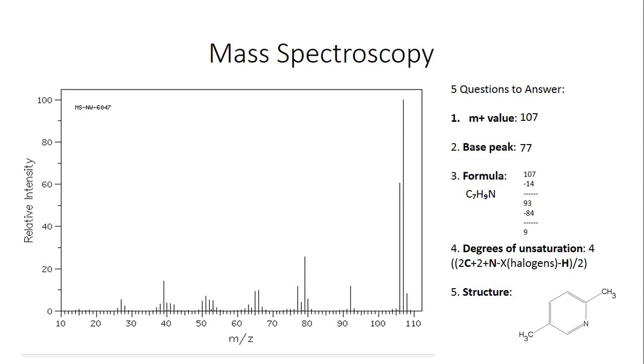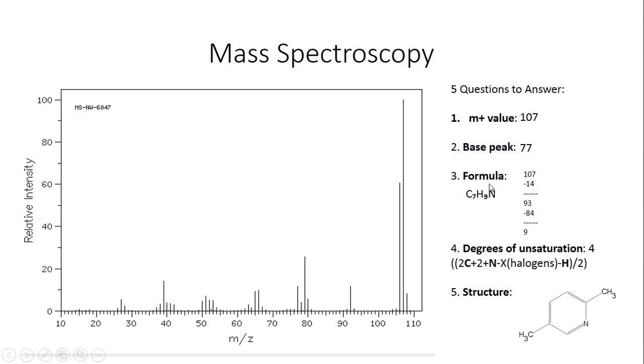So to discover the chemical compound shown here, 5 things must be determined. First, the M+ value. This is the rightmost value on the spectra, and it also reveals the molar mass. So here we have about 107. So that's going to be the compound's total molecular mass. Then we have the base peak, and this is the highest peak on the chart to the left. So here we can see it's about at 77.